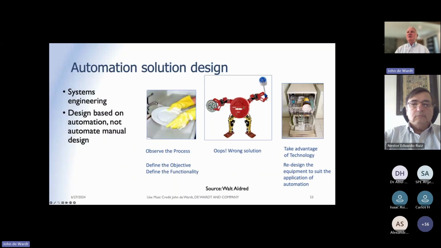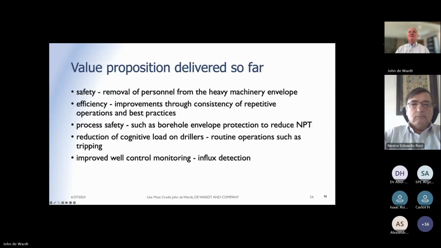And the question is, can we take that jump across? Is there an advantage to do it? And is there a way to commercialize it? So the value proposition, I think, that has been developed so far is the safety, removal of people, efficiency. And I'll tell you, consistency of repeated operations makes improvement in performance.